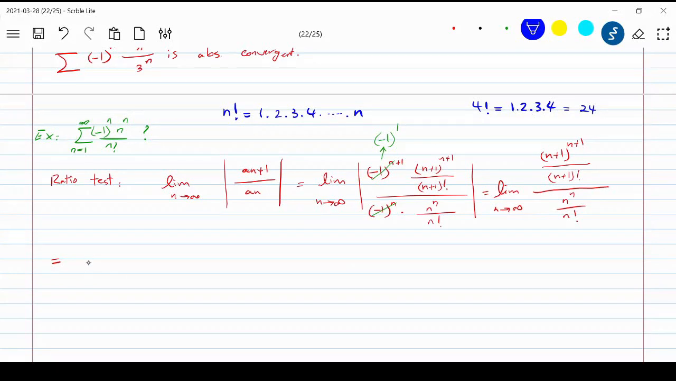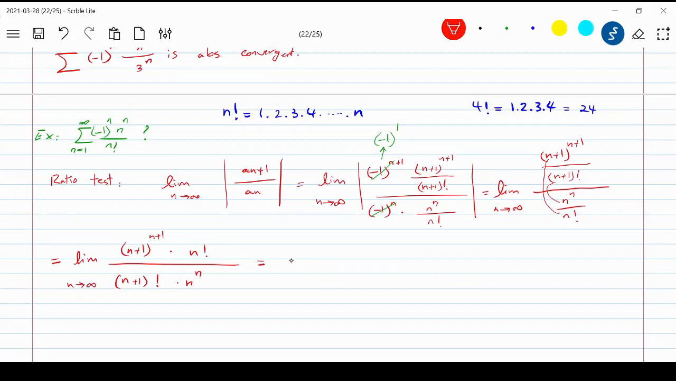Okay, so let me simplify that fraction. Limit, I'm going to multiply these two, divide by the product of these two: (n plus 1)^(n plus 1) multiplied by n factorial, divided by (n plus 1) factorial times n^n, as n approaches infinity.